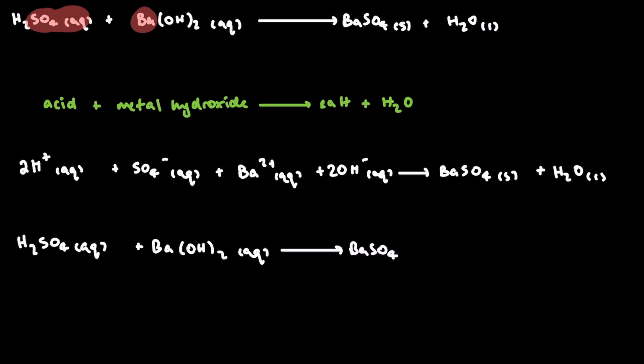So next time when you're doing a question, make sure to inspect the reactants and the product side to see if there's anything aqueous. Because if there is nothing aqueous here, then the chances are you are going to have no spectator ions.